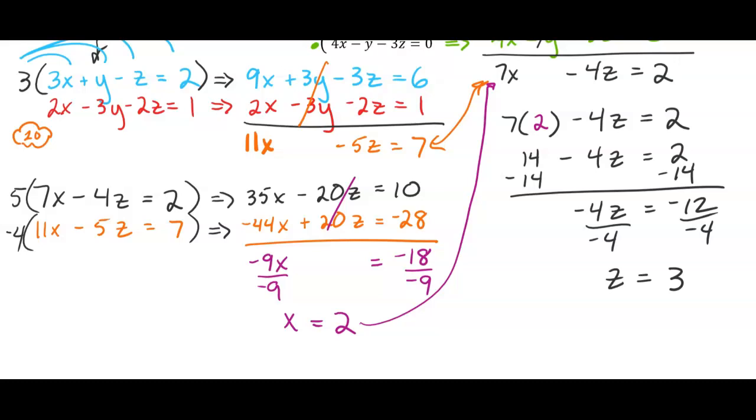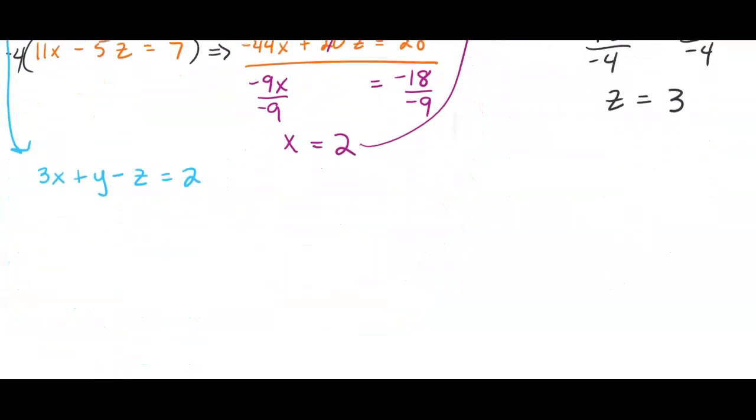Okay, so I got x, I got z. I have to find y. Well, how am I going to do that? I have to go to one of the original equations. So on my screen here, I can see the blue equation, 3x plus y minus z equals 2. I'm going to recopy it. It was up here, so I'm bringing it down there.